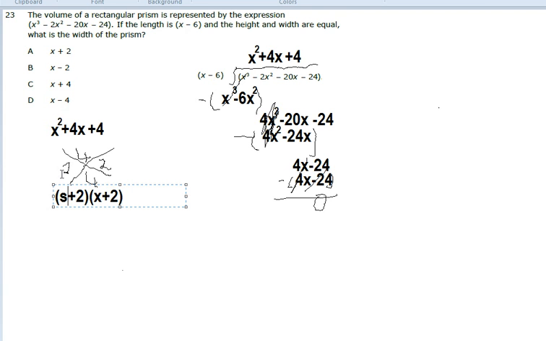So this is my length. I divided the volume by length to get height times width, and when I factored it, I got the height times the width, and it asks for the width, so it's x plus 2.